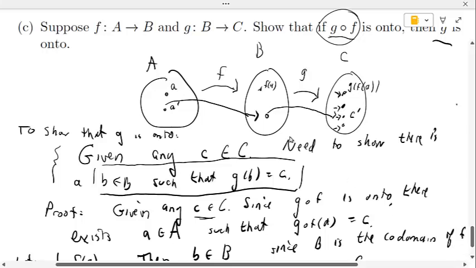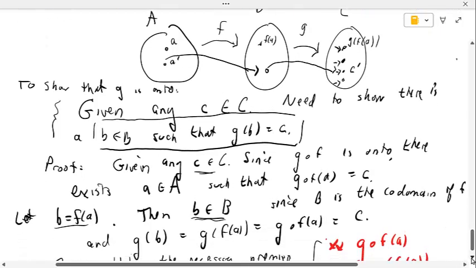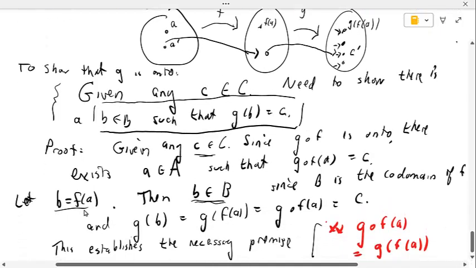So you can find an a that maps to c. All right. But then a also maps to an element of B. So I let b be F of a. Then b, a little b, of course, is in big B, because since big B is the codomain of F, and G of little b is G of F of a, and that's the same thing as G composed F of a, and that's c. Okay. So we've established this fact here, that there exists a b in big B such that G of b equals c. So that establishes the necessary premise.